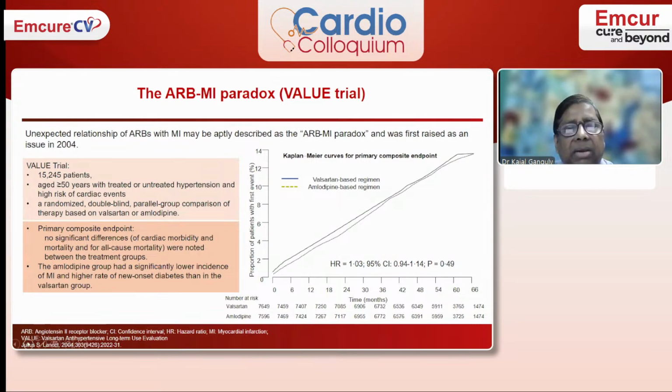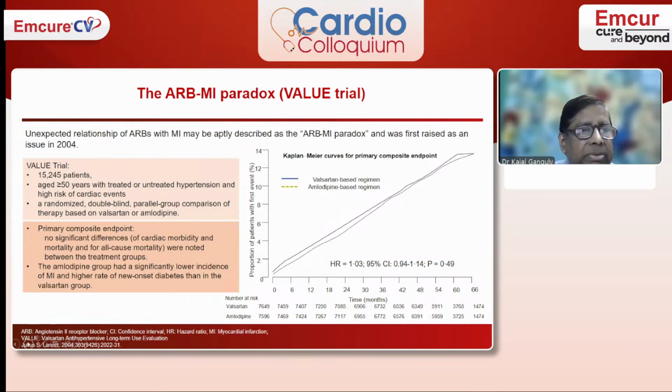So, the ARB paradox, this is from the VALUE trial. The unexpected relationship of ARB with MI may aptly be described as the ARB-MI paradox, and it was first raised as an issue in 2004. In the VALUE trial, more than 15,000 patients were taken into account, more than 50 years of age, with treated or untreated hypertension and high risk of cardiac events. It was a randomized double-blind parallel group comparison of therapy based on valsartan and amlodipine.